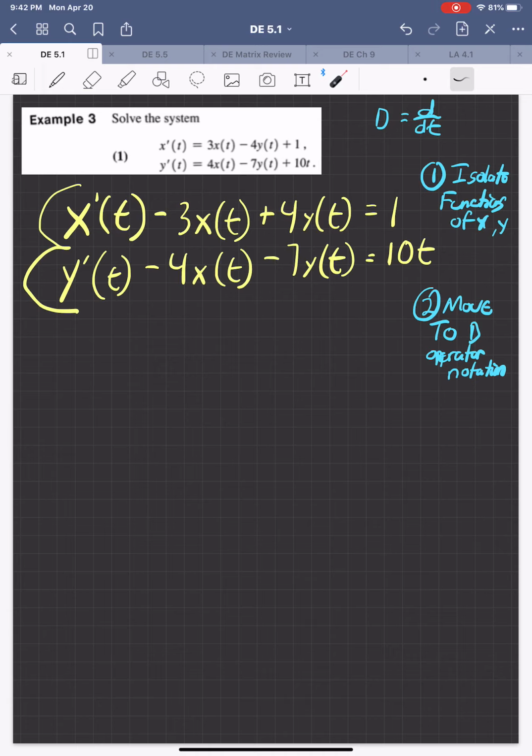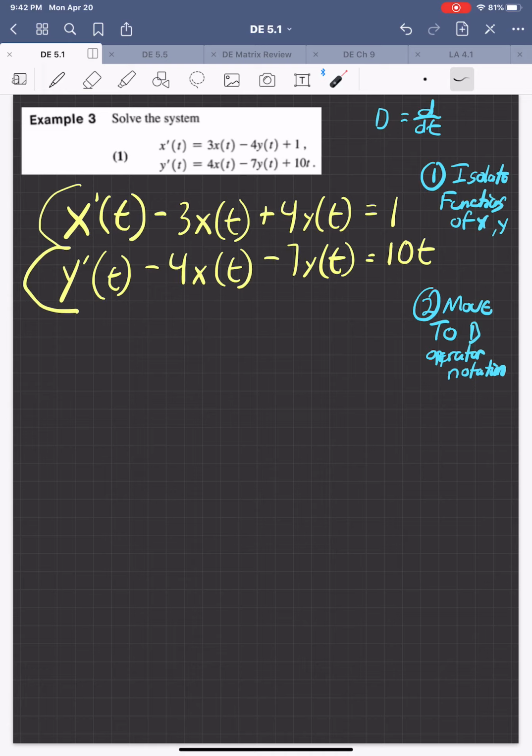Now with equation 2, again, since we're isolating the functions of x and y, anything with an x or a y is moving to the left-hand side of the equation. Let's see if you can follow me here. The 1 was left on the right side of the equation, and the 10t is left on the right side of the equation. Okay, so you can see how our systems are starting to get a little bit cluttered.